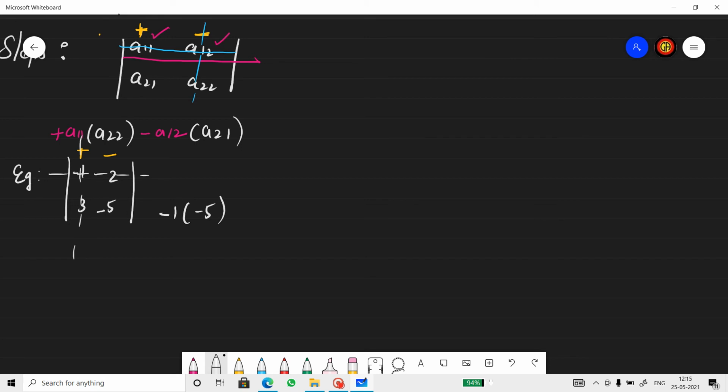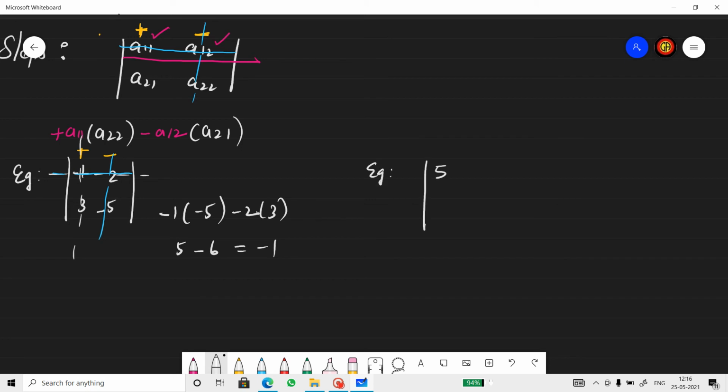Now the next element is 2, and it's minus here, so it's minus 2. Plus 2 into minus is minus 2. Then delete the row and column in which this 2 is present. What remains is 3. So it's 5 minus 6. Minus 1 is the determinant value.